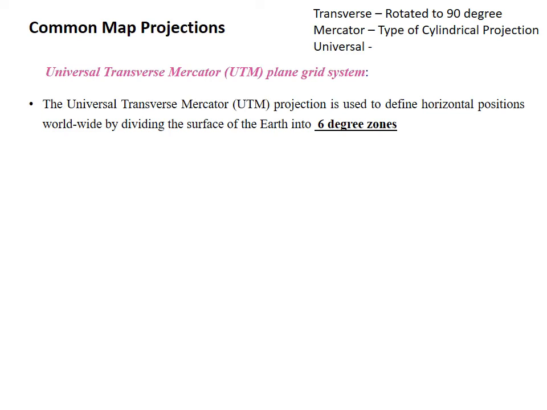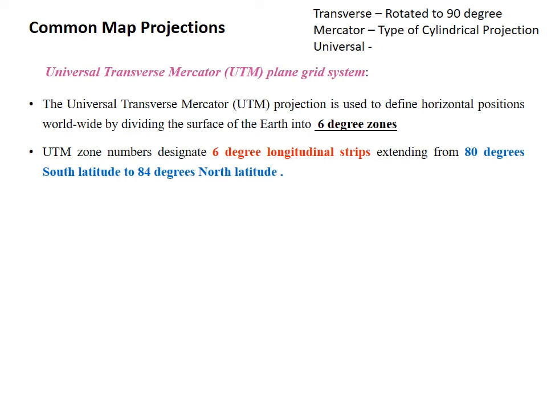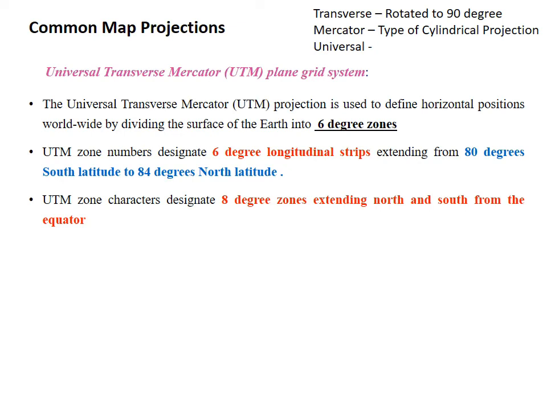The horizontal positions means the XY coordinate system in 2 dimensions worldwide, by dividing the surface of the earth into 6 degree zones. The UTM zone numbers designate 6 degree horizontal strips extending from 80 degrees south latitude to 84 degrees north latitude. And UTM zone characters designate 8 degree zones extending north and south from the equator. The origin of each zone is the central meridian and the equator. That means the start point, the reference point, is the central meridian and the equator.